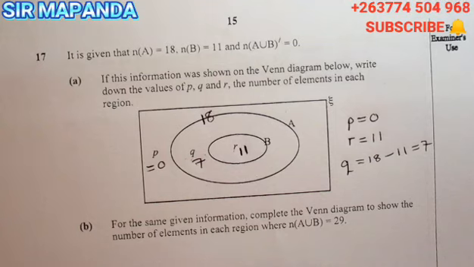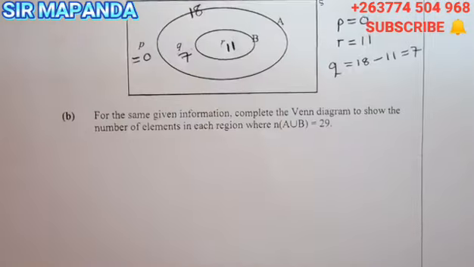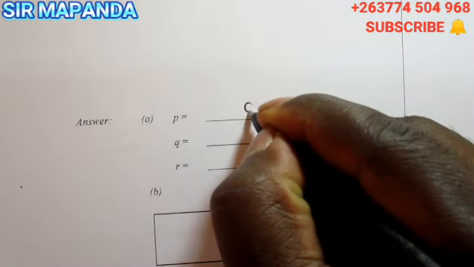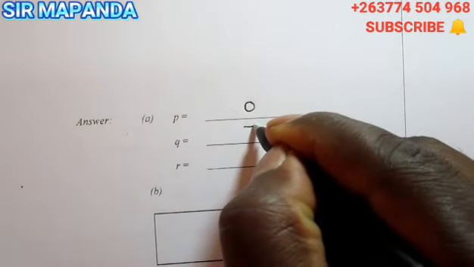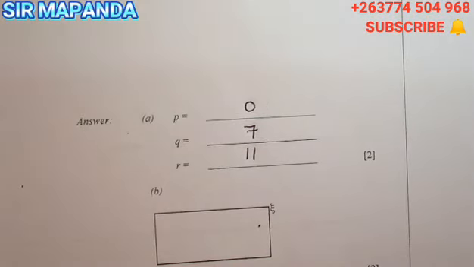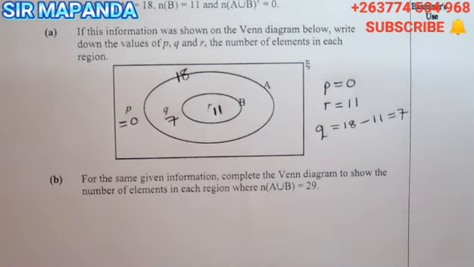I hope you are listening. Let us present our answers in the given space. P is equal to 0. Q is equal to 7. And R is equal to 11. I hope you are listening, class. Right. Then you are home and dry. We move on to part B.